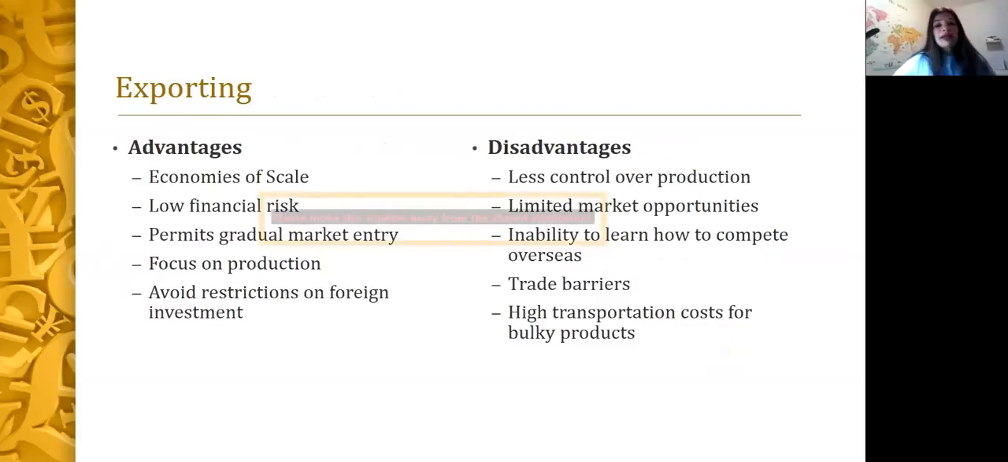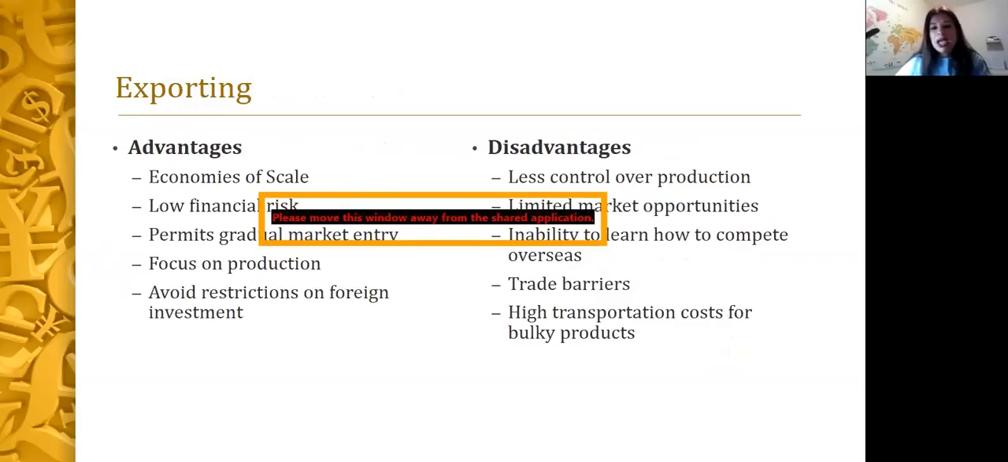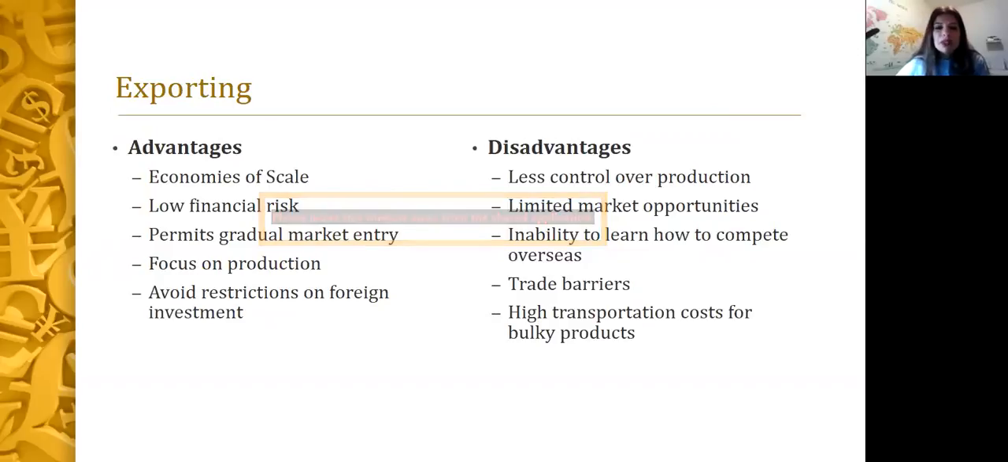There are advantages as well as disadvantages with exporting. If you look at the advantages, if you would like to have economies of scale in your domestic market and you don't want to start a new production in a foreign market, well, exporting is a way to do it. It's one of the least risky ways of entering into the foreign markets. It also helps the firm to gradually learn about the foreign market and enter there.